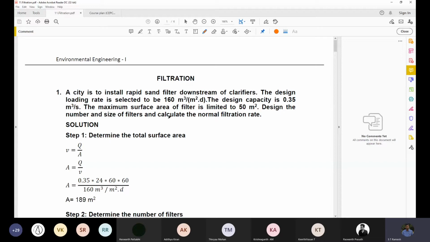A city is to install a rapid sand filter downstream of clarifiers. The design loading rate is selected to be 160 meter cube per meter square per day, and the design capacity is about 0.35 meter cube per second. The maximum surface area of the filter is limited to only 50 meters square. Now design the number and size of the filters and calculate the normal filtration rate. It is also very simple. You can calculate the number of filter beds required and what the filtration rate could be.